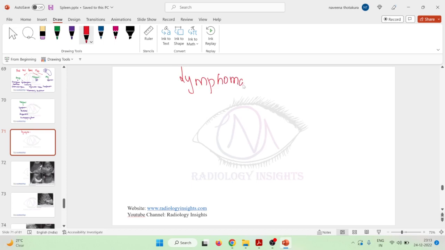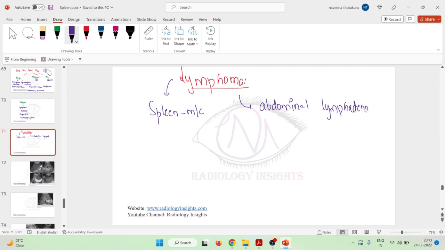Spleen is more commonly involved in patients with lymphomas. Patients with any type of lymphoma might also present with lymphadenopathy, especially abdominal lymphadenopathy, and they might even have some constitutional symptoms like fever, weight loss, anorexia, and other symptoms. Lymphoma can be present in either Hodgkin's disease or non-Hodgkin's disease.